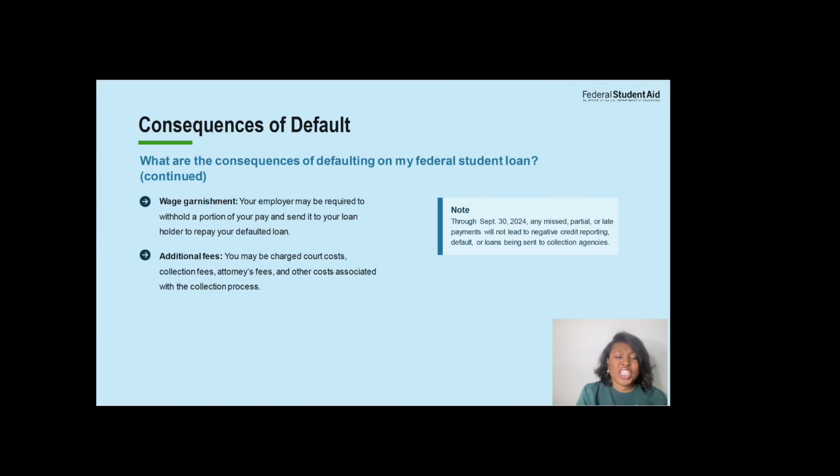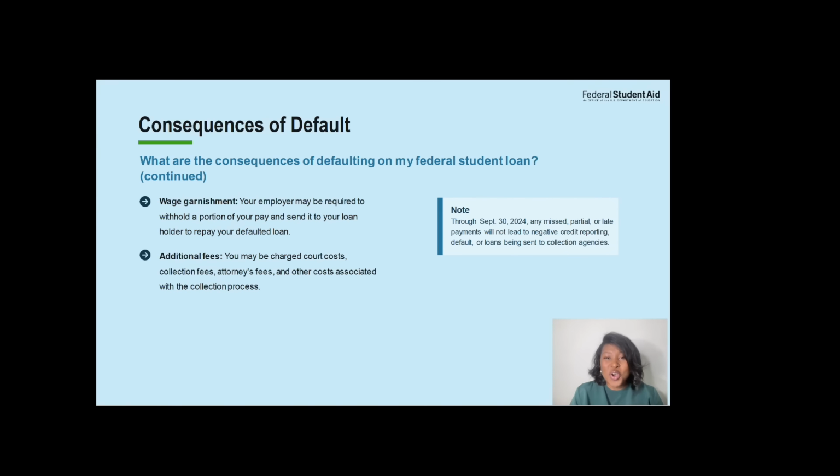Also, there could be some additional fees like court costs or collection fees or even attorney fees associated with your collection process. So, if there has to be an added process in order to collect funds from you, in order for your monthly payments or your student loan to be repaid, there could be some additional fees to that. Now, what we're talking about is a fresh start program, which is going to help you get out of default so that you can avoid all of these consequences.